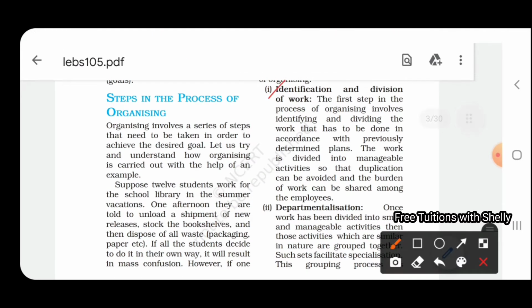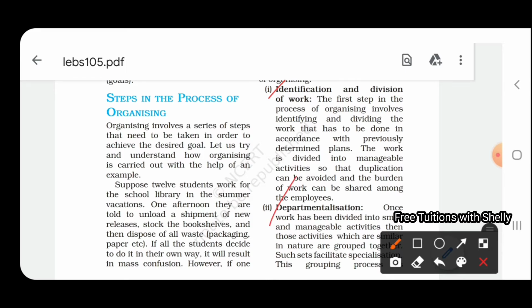Now let us look at the steps, the process of organizing. The first one is identification and division of work. It itself says that first you have to identify what all work you have to do, and you have to divide the work. You cannot completely do it by yourself, right? So you have to divide it into parts which can be done first, which have to be done secondly, and the timing for each work has to be identified.